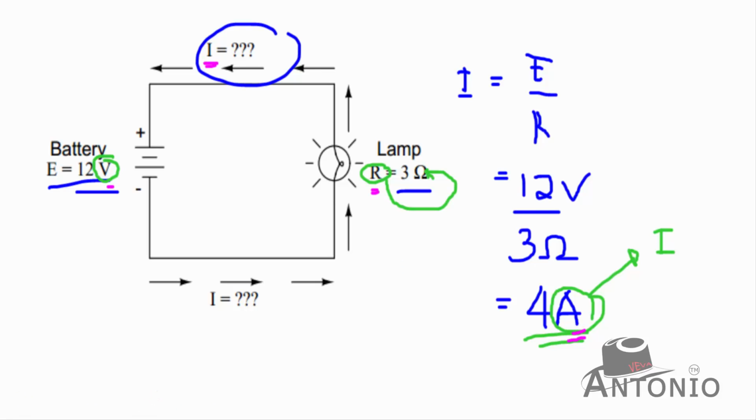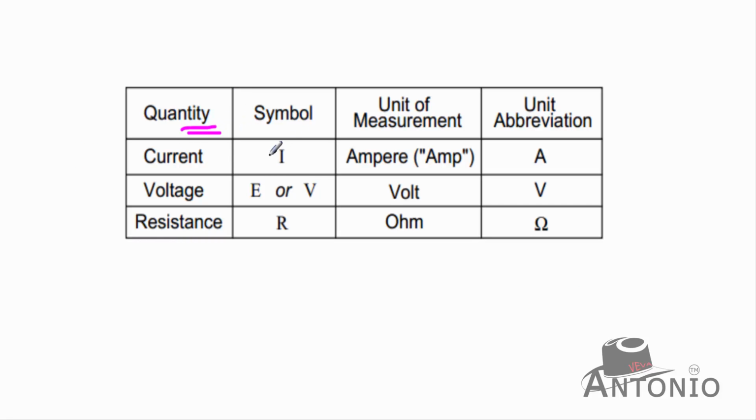I will repeat again. The quantities are current, voltage, and resistance. The symbol of current is I, voltage is E or V, and resistance is R. The unit of measurement for current is ampere or amp, for voltage is volt, and for resistance is ohm. The unit abbreviation for current is a capital A, voltage is a capital V, and resistance is the omega symbol.